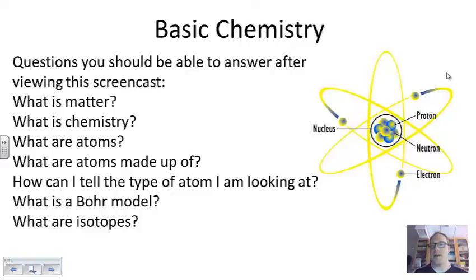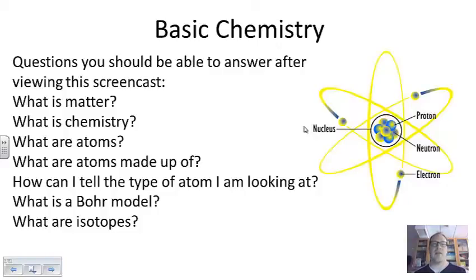As you see over here on this side of the screen, this is a really very general looking diagram that many of us attribute to science. Really, it's a rudimentary and general diagram of the structure of an atom. And you should be able to make sense out of that after viewing the screencast today.